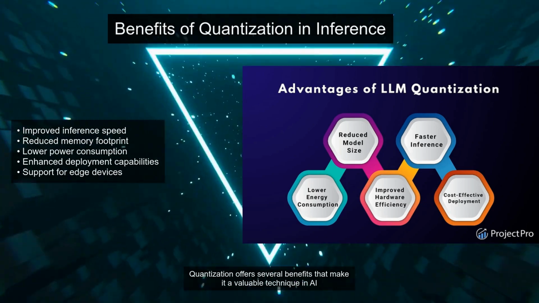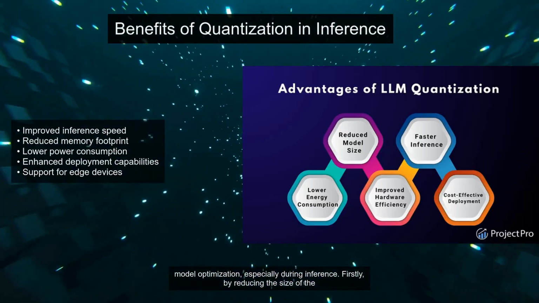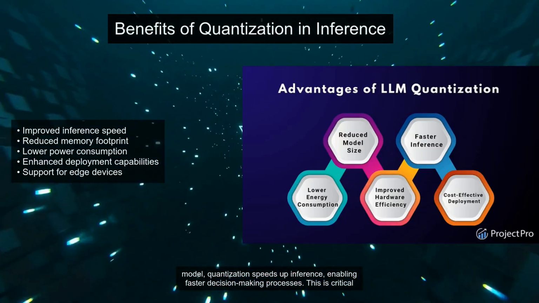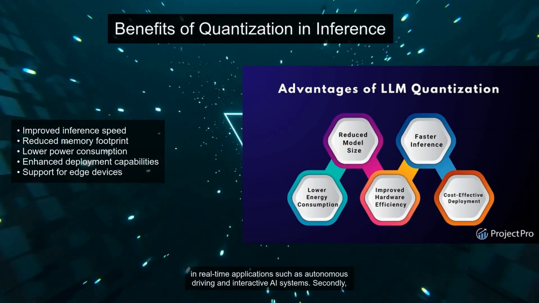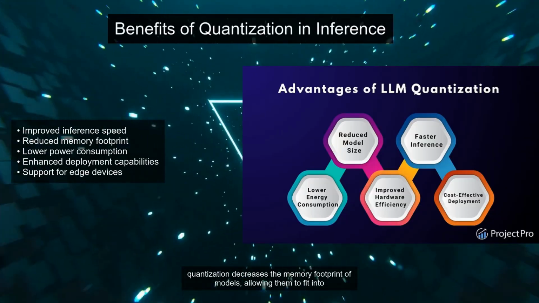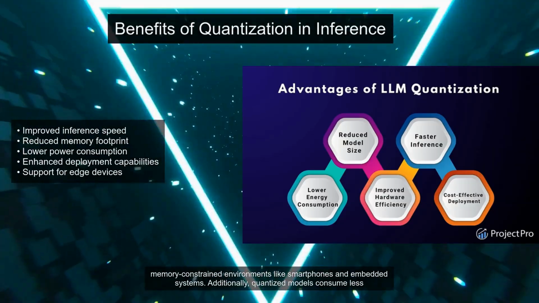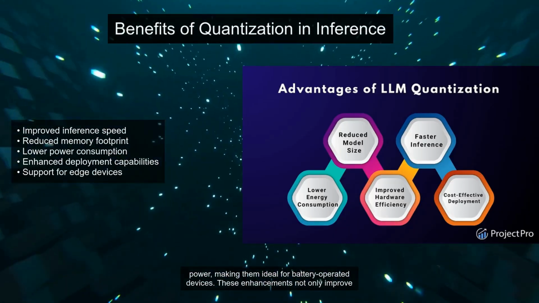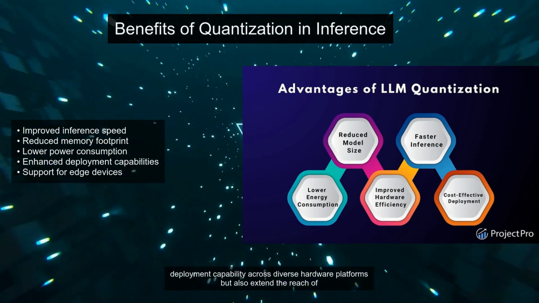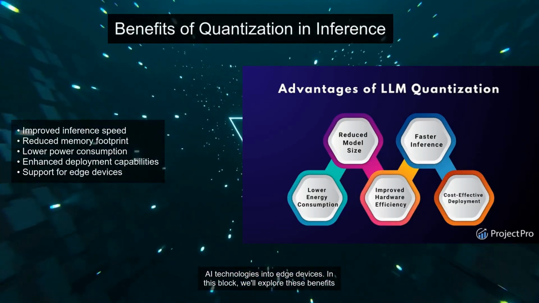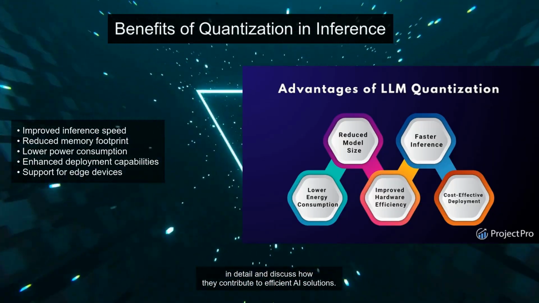Quantization offers several benefits that make it a valuable technique in AI model optimization, especially during inference. Firstly, by reducing the size of the model, quantization speeds up inference, enabling faster decision-making processes. This is critical in real-time applications such as autonomous driving and interactive AI systems. Secondly, quantization decreases the memory footprint of models, allowing them to fit into memory-constrained environments like smartphones and embedded systems. Additionally, quantized models consume less power, making them ideal for battery-operated devices. These enhancements not only improve deployment capability across diverse hardware platforms but also extend the reach of AI technologies into edge devices. In this block, we'll explore these benefits in detail and discuss how they contribute to efficient AI solutions.